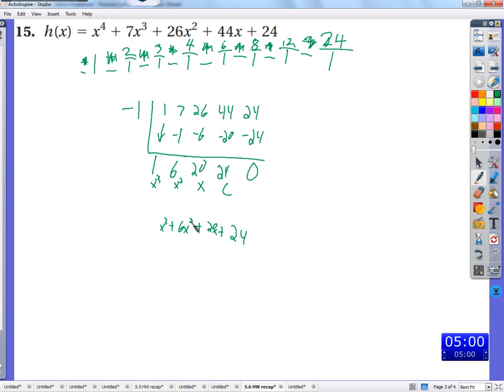X plus 1. We divided by x plus 1. So we divided that thing by x plus 1. Which, okay, so that's it, right? That's what we get when we divide. It's the x cubed plus 6x squared plus 20x plus 24. Okay? Which is not equivalent to the original, right? The x to the 4th. What do we have to multiply that by to get x to the 4th plus 7x? X plus 1.